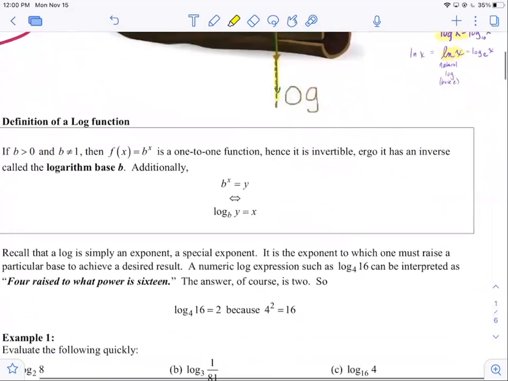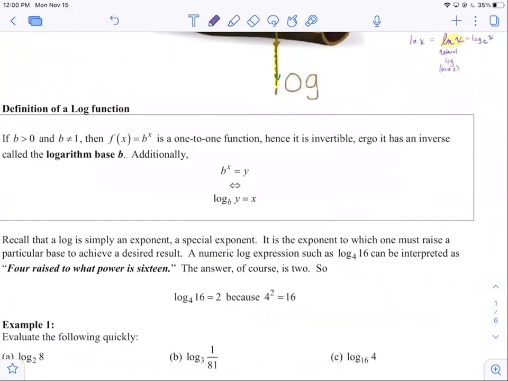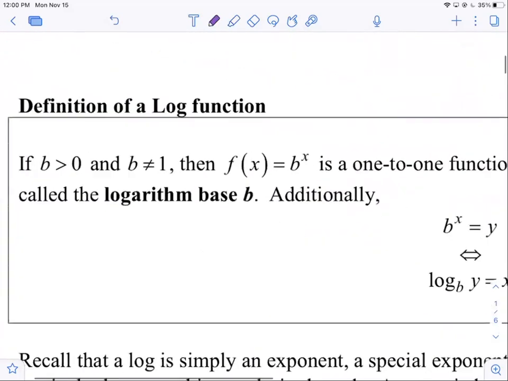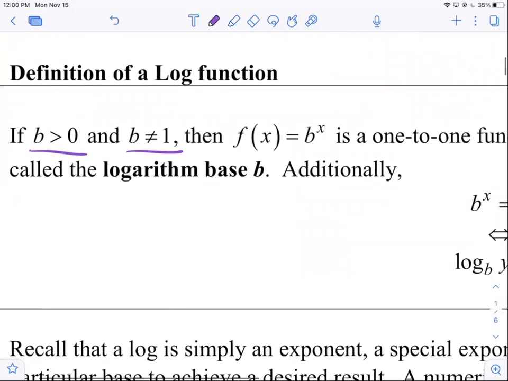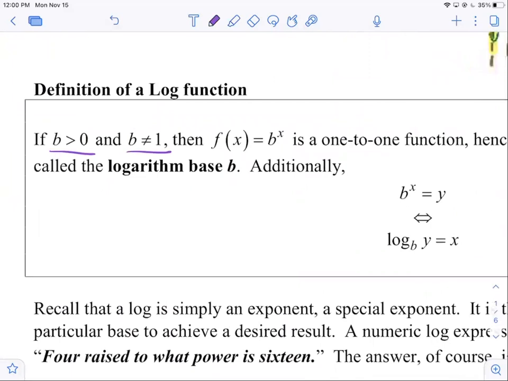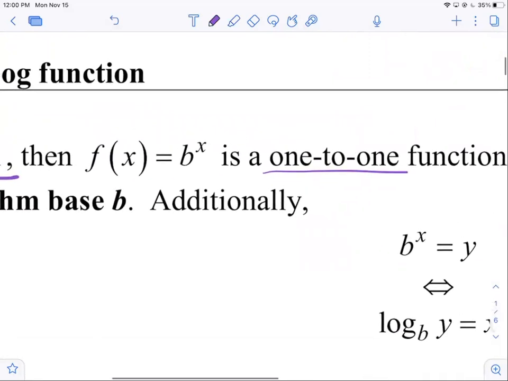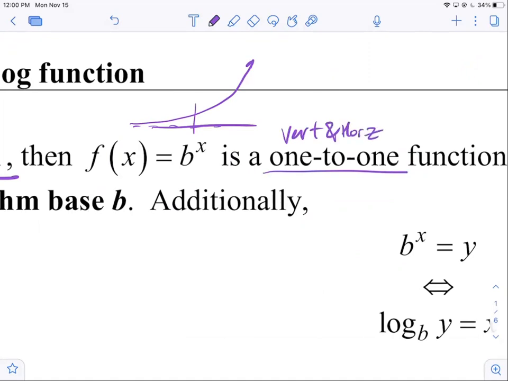Okay. All right. So let's go ahead and define a log function. If the base is greater than 0, but not 1, and b to the x then is a 1-to-1 function, we know that. What does 1-to-1 mean again? Yeah, only one x for one y and also only one y for one x, right? So that means it passes both the vertical and the horizontal line test.